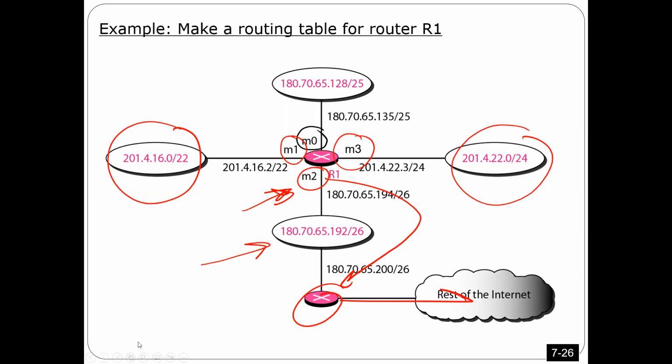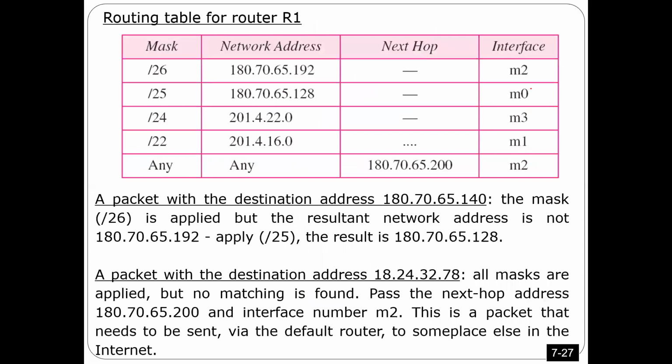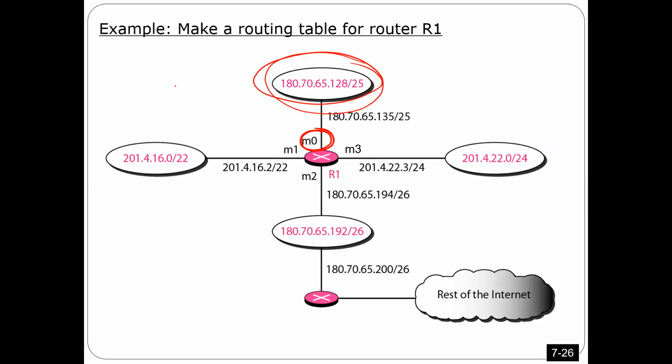So let's start explaining this one. For example, let's start one by one. For example, ME0. In order to forward the packet through ME0, this should be the subnetwork address. As you see here, this is ME0. So I'm going to apply this mask, /25. This is the mask here, /25.